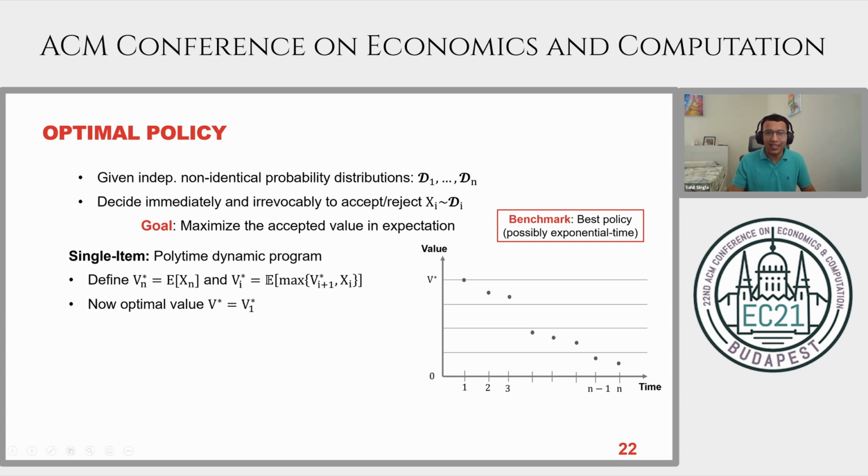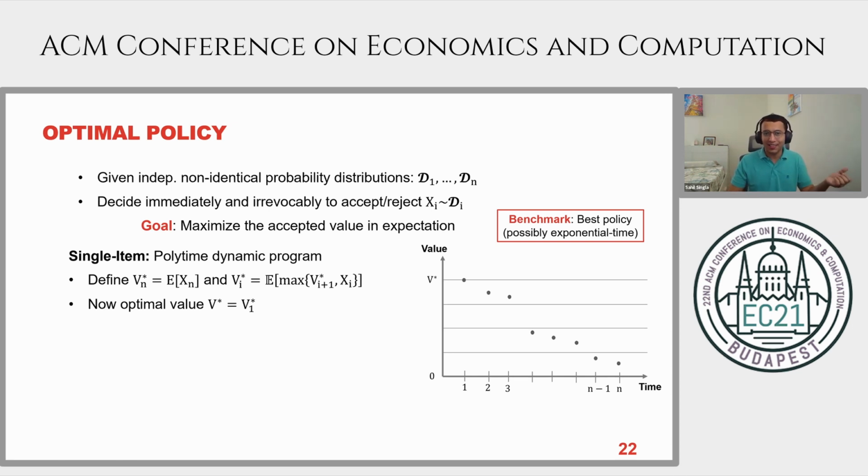And in fact, for the single item setting, there's a very simple dynamic program that you can run. Basically just run a dynamic program from the end. For the last variable you'll always accept. The second last you'll accept as long as its value is more than the expected value of the last variable, and so on. You can run a very simple dynamic program that gives you the optimal policy.